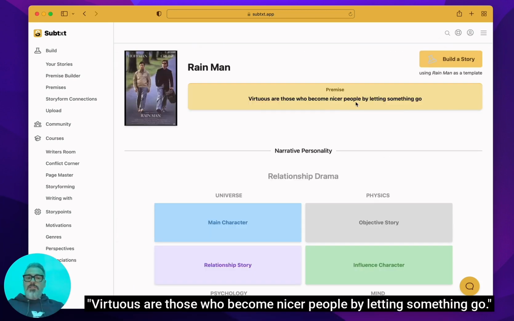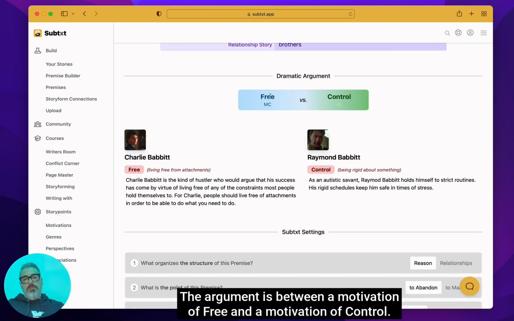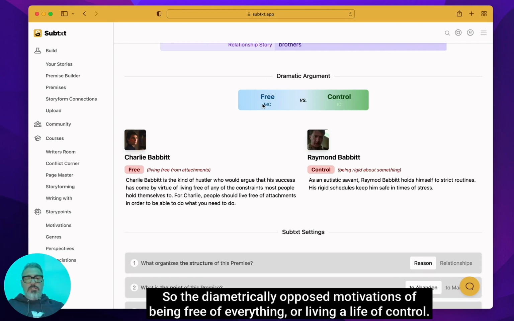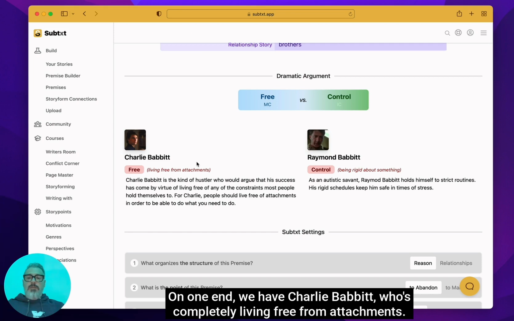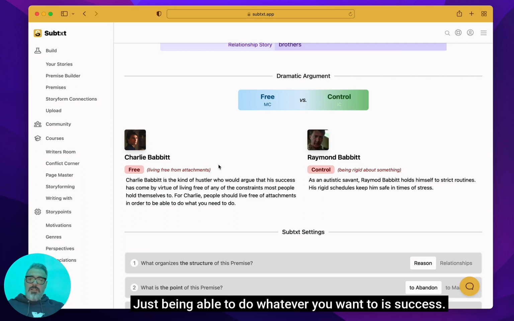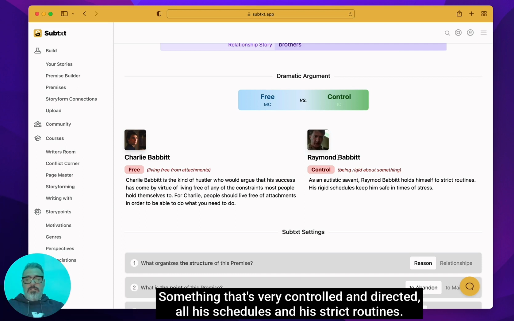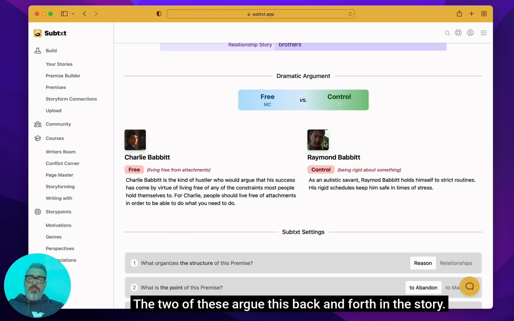Virtuous are those who become nicer people by letting something go. The argument is between a motivation of free and a motivation of control. So the diametrically opposed motivations of being free of everything or living a life of control. On one end, we have Charlie Babbitt, who's completely living free from attachments. And he's the kind of hustler who would argue that his success comes from living free of those attachments. Just being able to do whatever you want is success. Whereas Raymond's idea of success is something very rigid, very controlled and directed, all his schedules and his strict routines. The two of these argue this back and forth in the story.